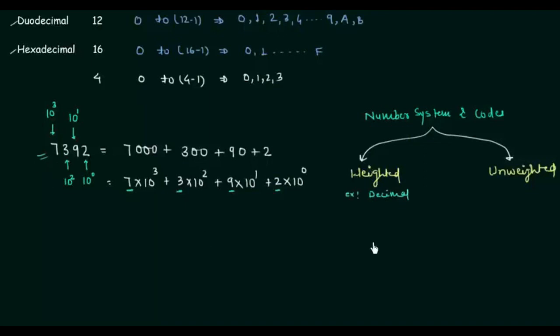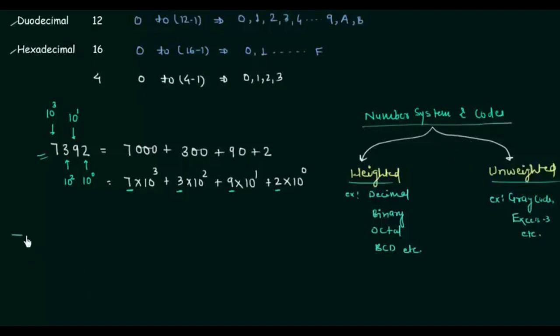The second one is binary, of course, then octal, binary coded decimal, etc. These are the examples of weighted number systems. Examples of unweighted systems are Gray code, XS3 code, etc. So this is how we can classify the number systems based on weights on position.